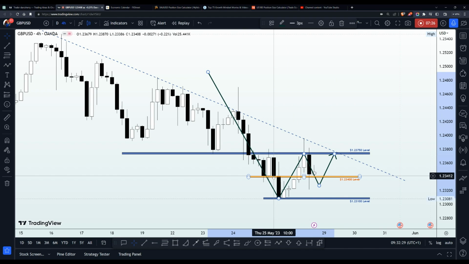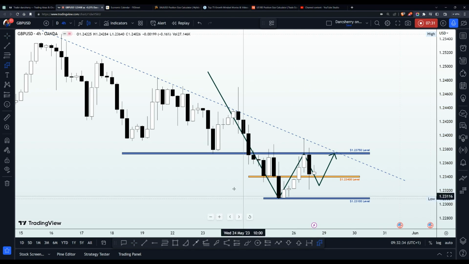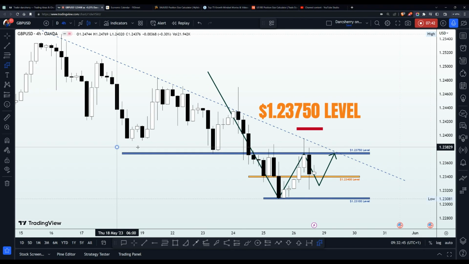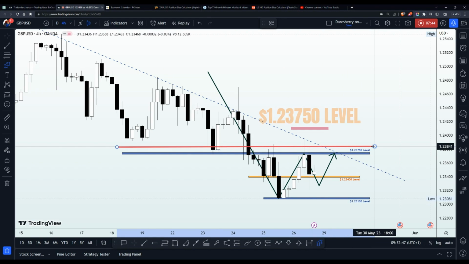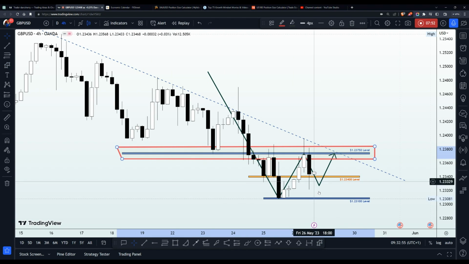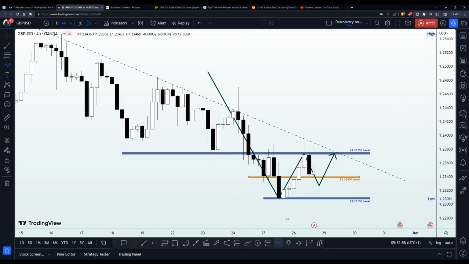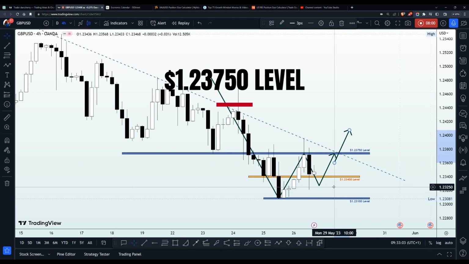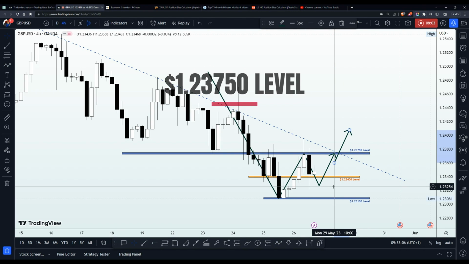And you all know how we do it. Whenever we identify a potential double bottom structure like this, the next thing we want to be doing is to identify the neckline of this structure. And coincidentally, the neckline shares a confluence with that level at the 1.23750, which served as a major determinant of price action during the previous week. And for us to confirm this reversal pattern now, we would need price action to break out of that 1.23750 level to give us a signal that we have a valid reversal pattern.